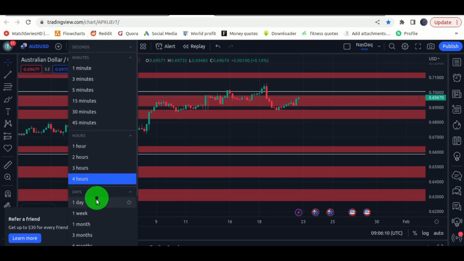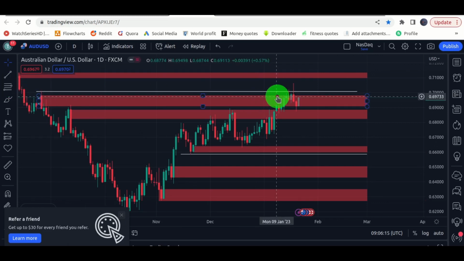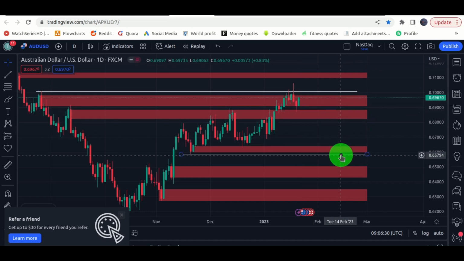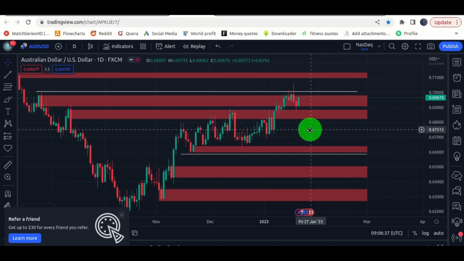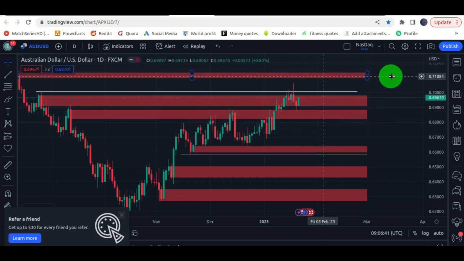because that liquidity right there got swept. That's a stop hunt, guys. So yeah, for my swing traders, this is a perfect time for you to capitalize on AUD USD. I don't need to analyze anything further. All you need to know is to look for selling opportunities pretty much the whole week.